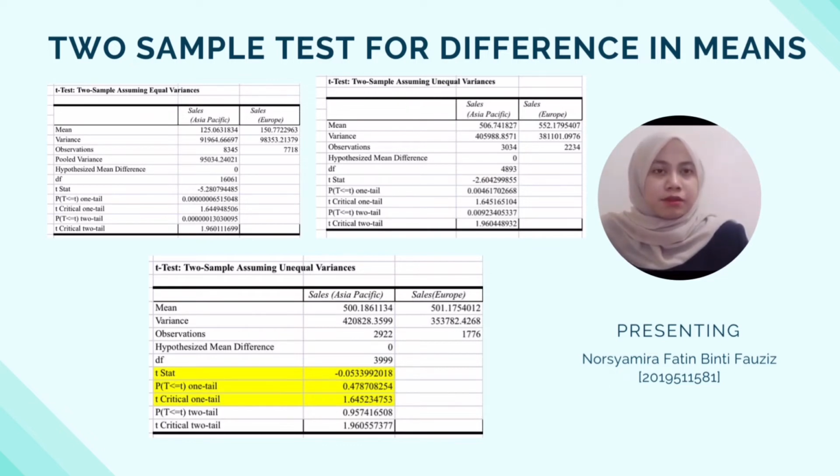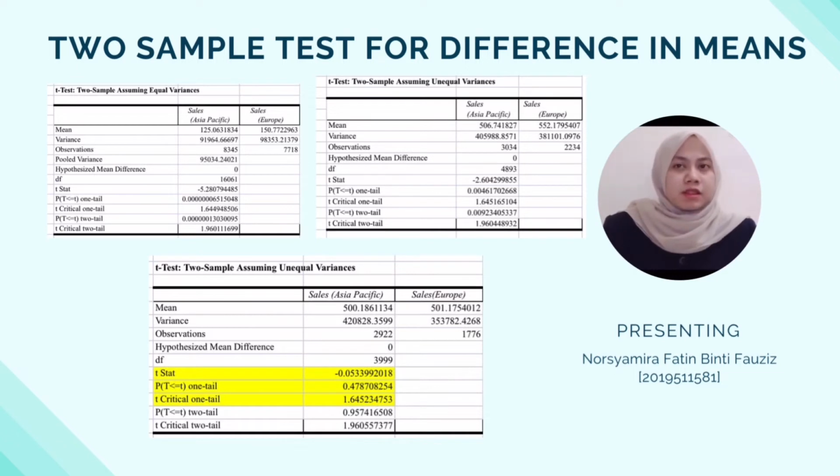As the p-value is greater than significant level, which is 0.05, we fail to reject the null hypothesis and conclude that the sale of furniture at Asia Pacific is greater than sale of furniture at Europe. Next, two sample tests for difference in means. We test for sale of technology.